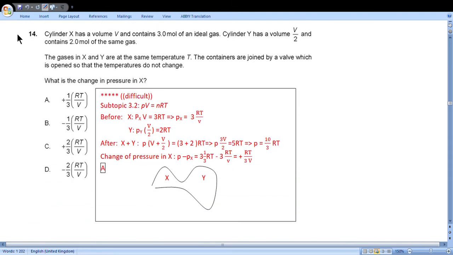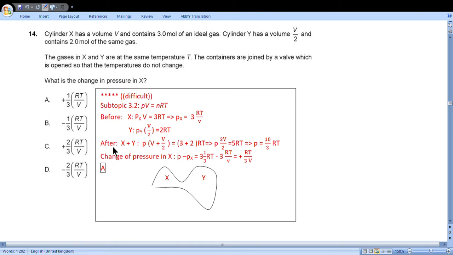Cylinder X has volume V and contains 3 moles of ideal gas. Cylinder Y has volume V over 2 and contains 2 moles of the same gas. The gases in X and Y are at the temperature T. The containers are joined by a valve which is opened so that the temperature doesn't change. What is the change in pressure in X? So this is a bit difficult question. So subtopic 3.2, PV equals nRT, n is number of moles. So for gas X, before, we have this relation, so Px equals 3RT over V. For Py, we have this relation.